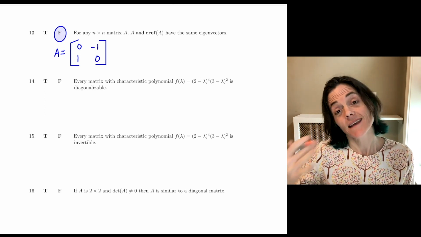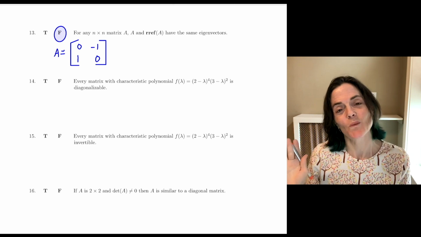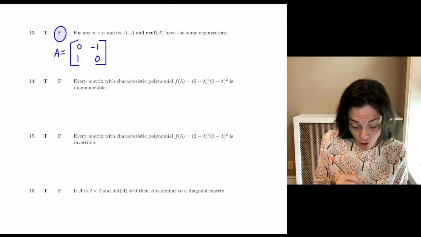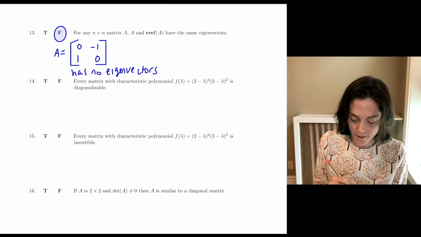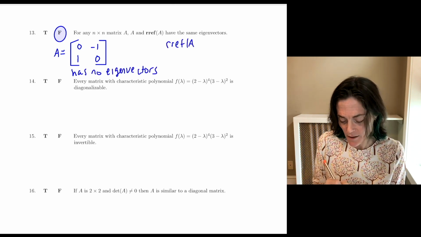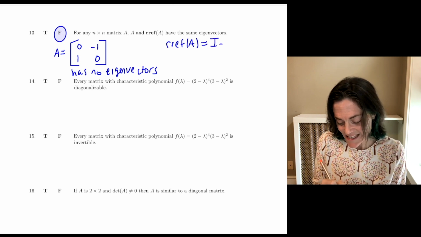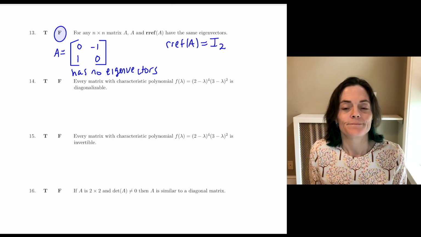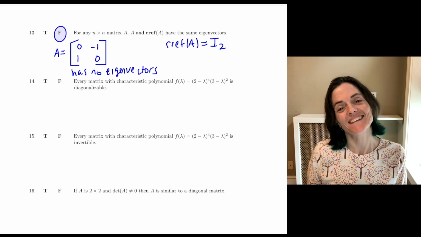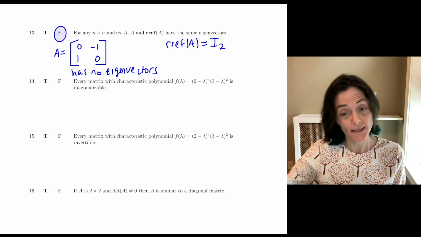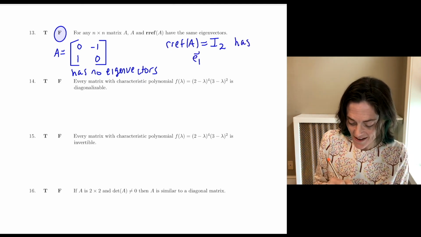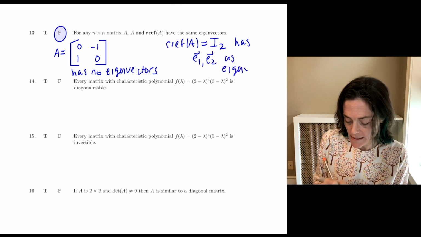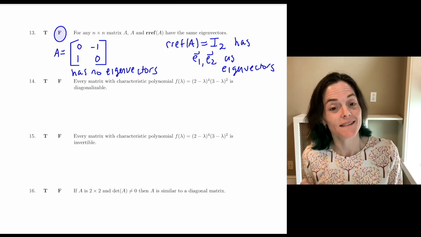You can see the characteristic polynomial is lambda squared plus 1. This has no real eigenvectors. However, this is an invertible matrix. The reduced row echelon form of A is the 2 by 2 identity. Really any non-zero vector in R2 is an eigenvector for this matrix, but I will just say this has E1 and E2 as eigenvectors. So we can see from this example, it is definitely a false statement.